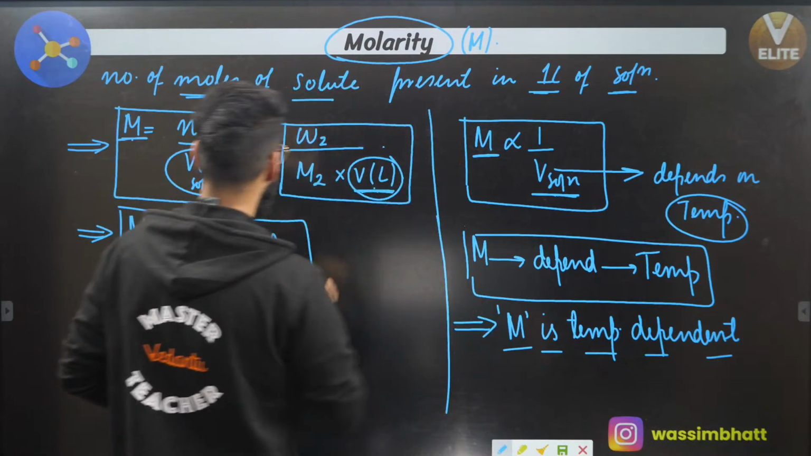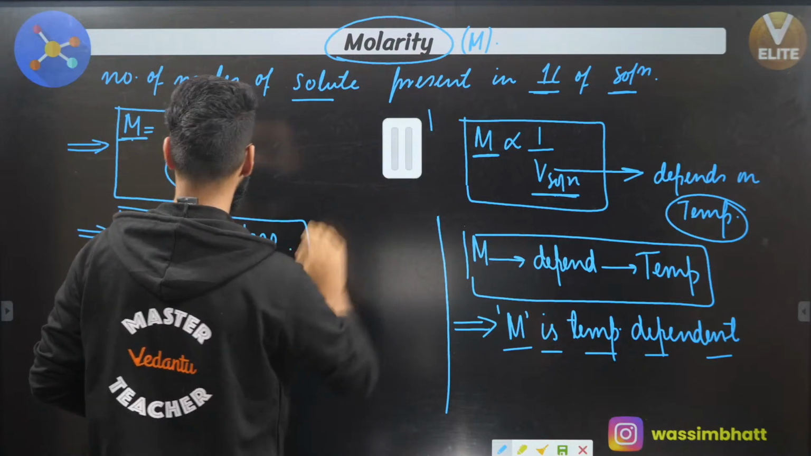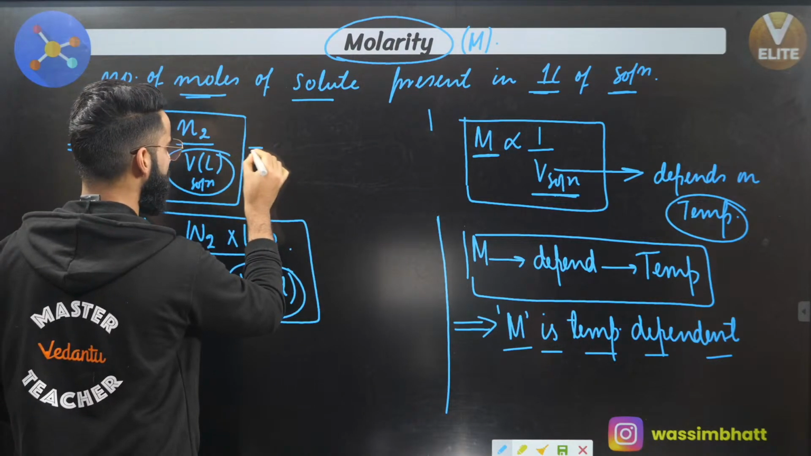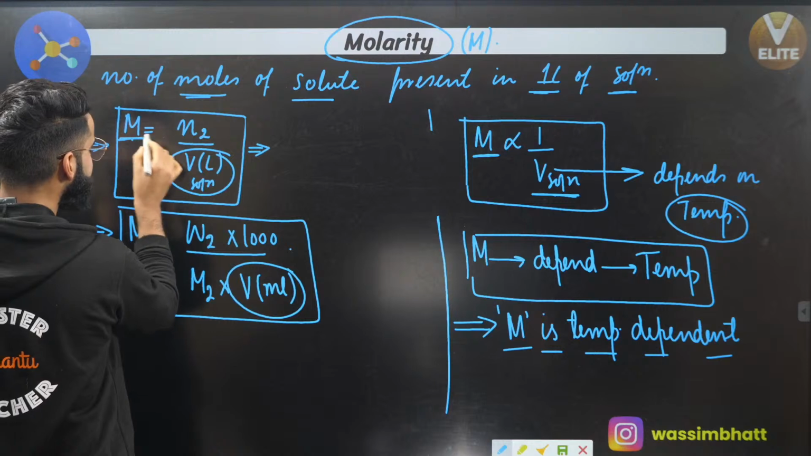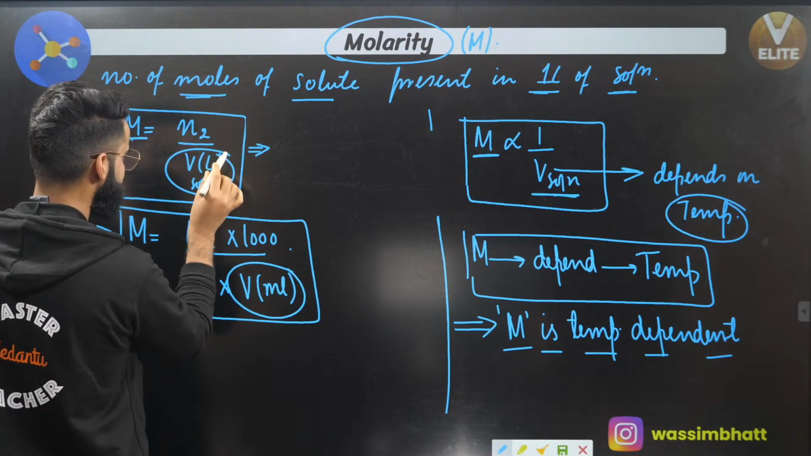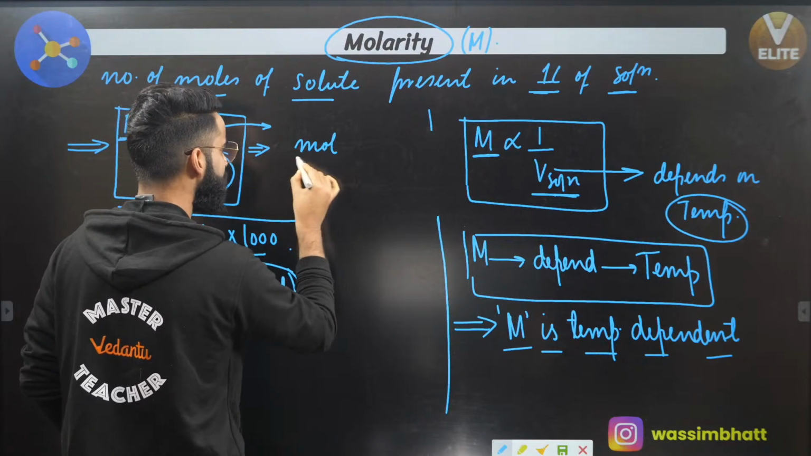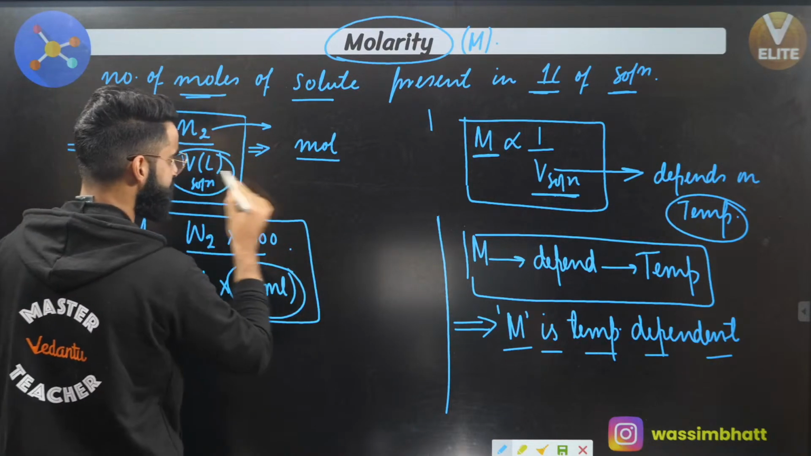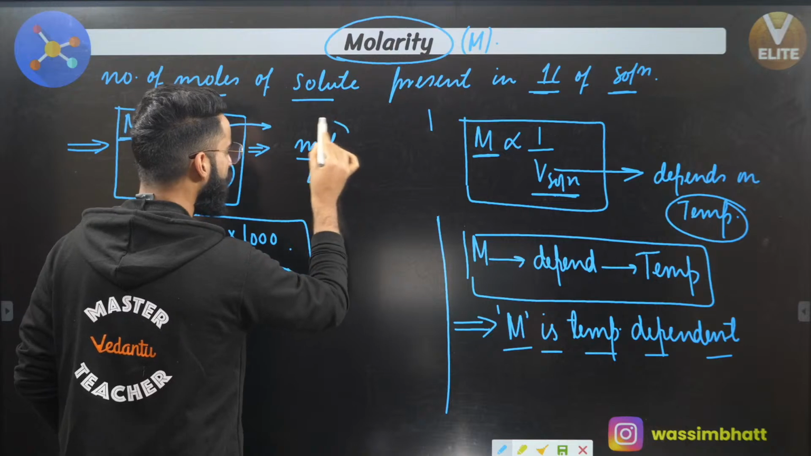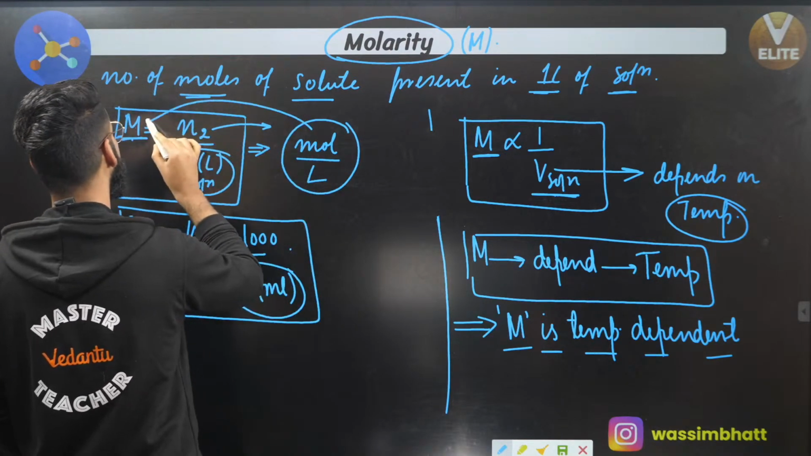Understand. If I ask you one more thing, what are going to be the units of molarity of the solution? Molarity is basically equal to number of moles of solute divided by volume of solution in liters. In the numerator, you have got moles. In the denominator, you have got volume of solution in liters. So moles per liter, or you can say moles liter inverse, is going to be the unit of molarity.